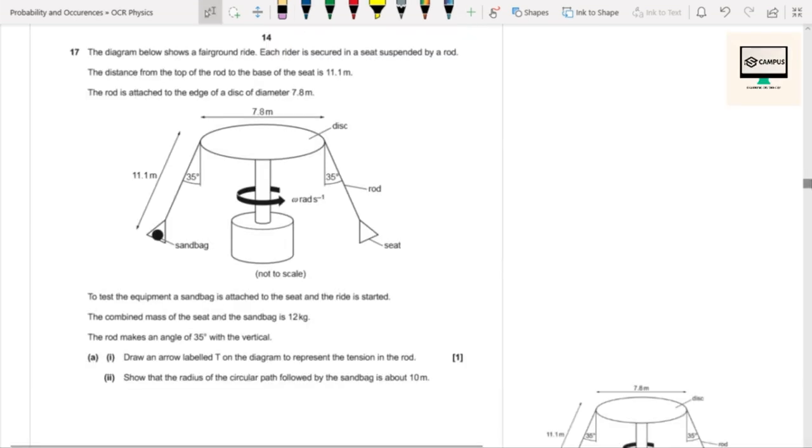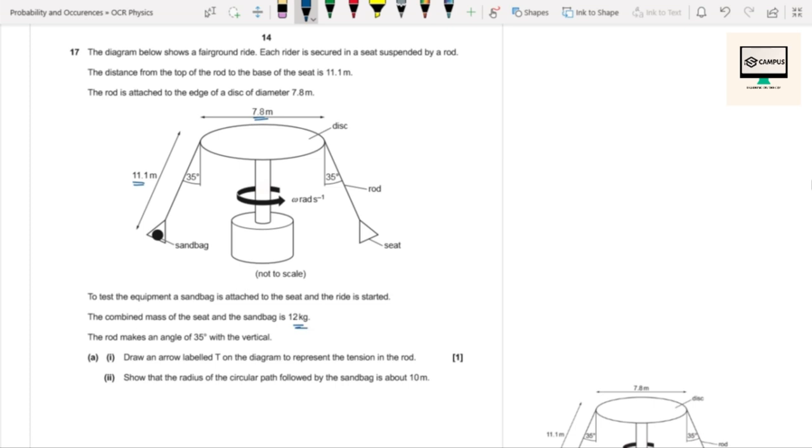All right, so the diagram below shows a fairground ride. Each rider is secured in a seat suspended by a rod. The distance from the top of the rod to the base of the seat is 11.1 meters, as shown here, and the rod is attached to a disc of diameter 7.8 meters. To test the equipment, a sandbag is attached to the seat and the ride is started, and the combined mass of the seat and the sandbag is 12 kilograms. So instead of a human, for testing purposes, there is a sandbag. And the rod makes an angle of 35 degrees with the vertical.